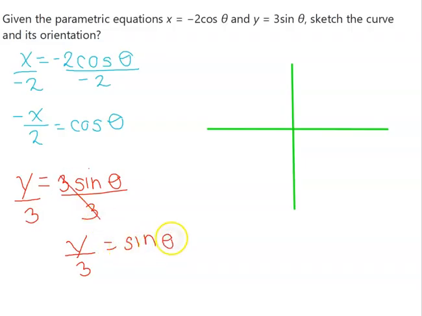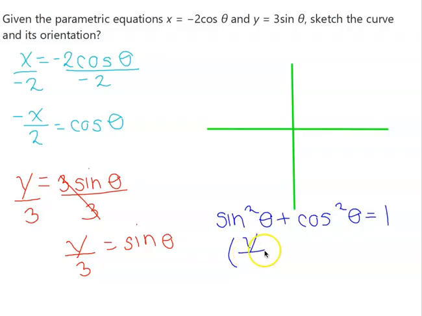And then we always look at our Pythagorean identity next, because that's what cosine and sine have in common. So sine squared plus cosine squared equals 1. And we're going to replace the sine value with y over 3 and bring down that it's squared, following this identity. Plus, we're going to replace cosine with its value, -x over 2, and also square it, equals 1.